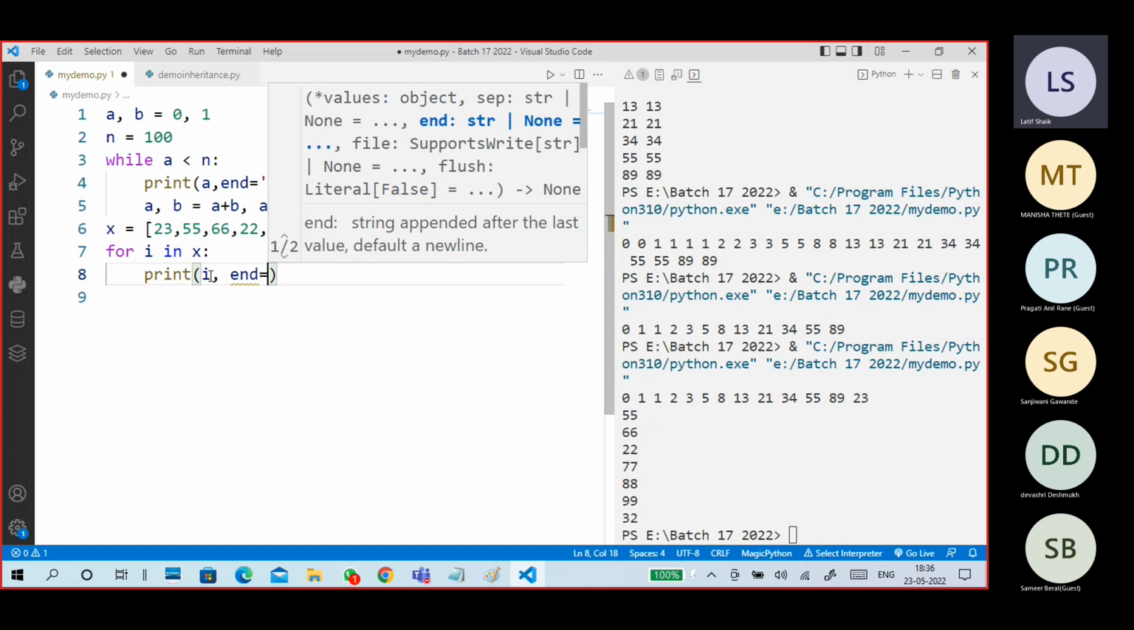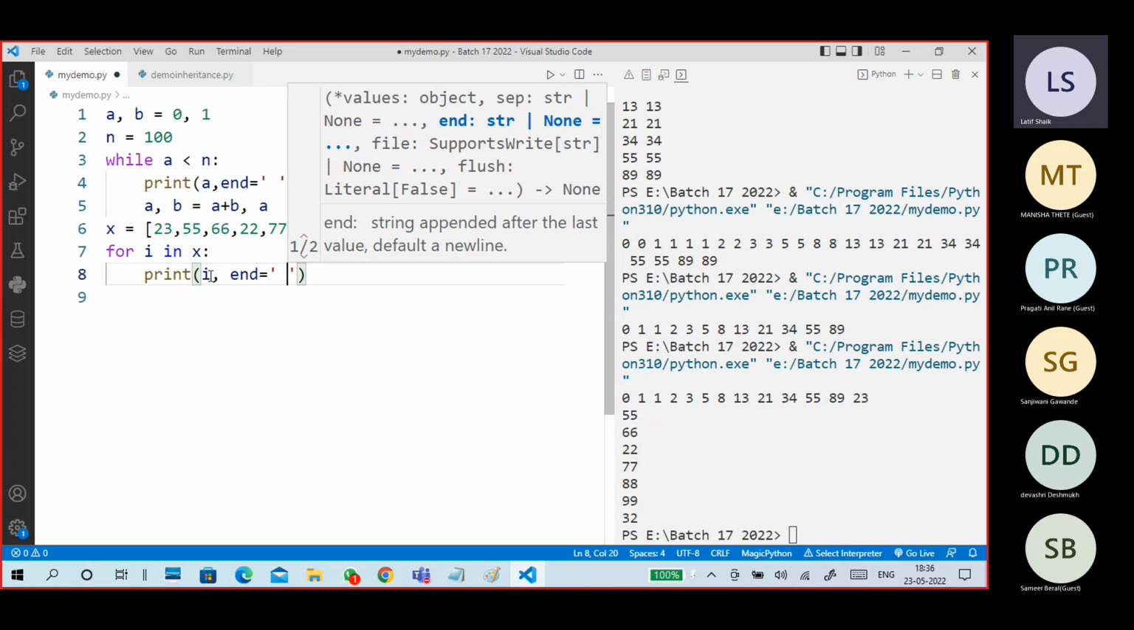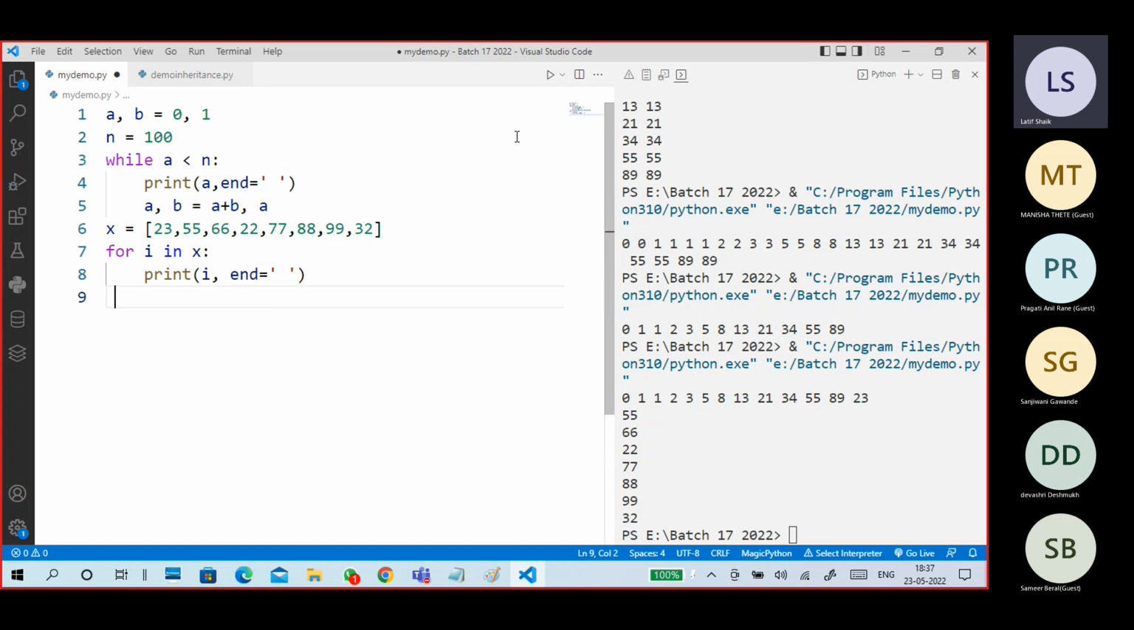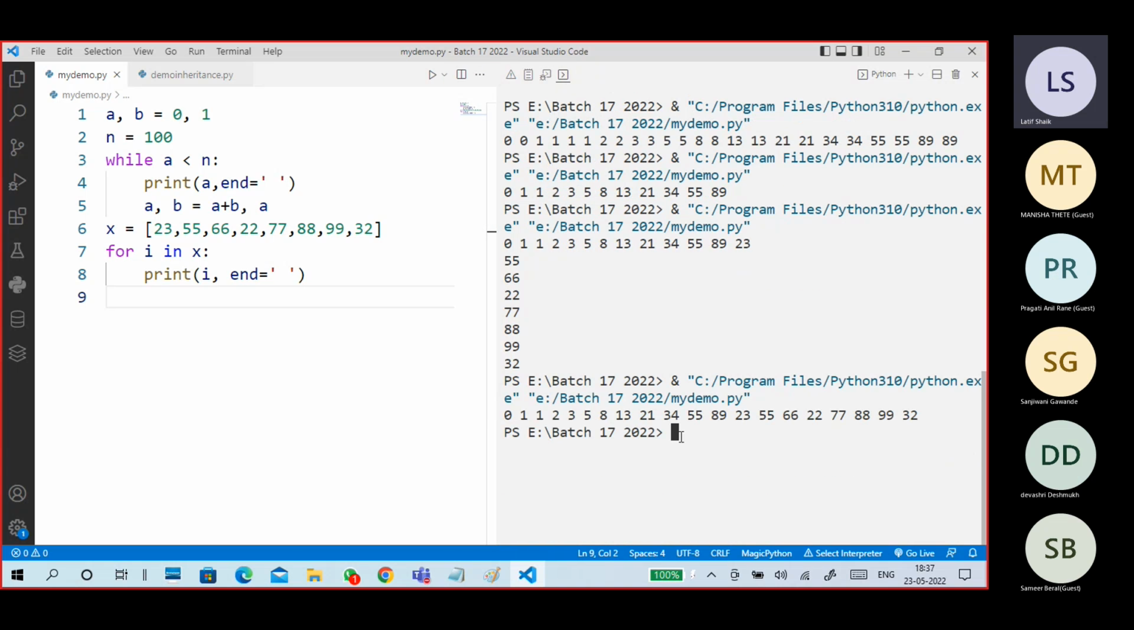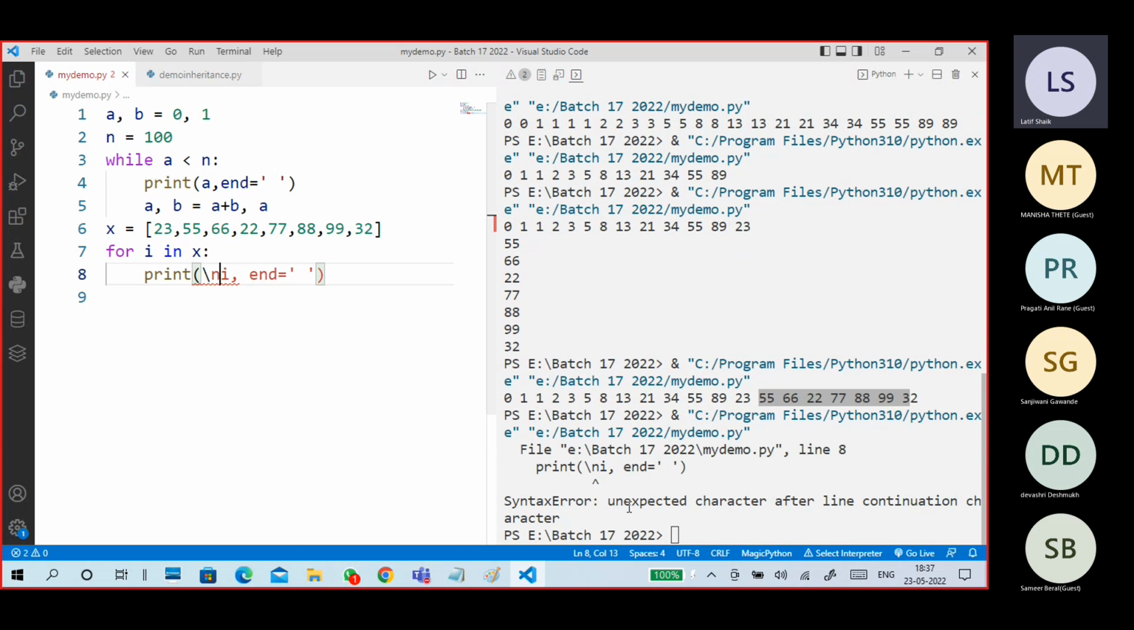I said already, there is a different way of using a print statement also. See, now it is printing in a straight line. 55, 66, side by side it is printing. So you have to put a \n. Syntax error.